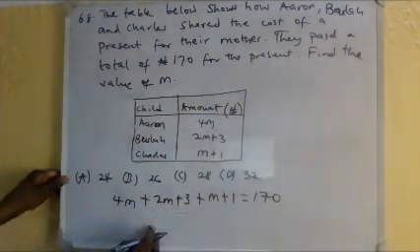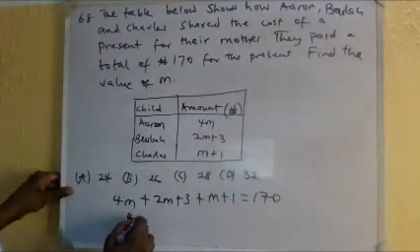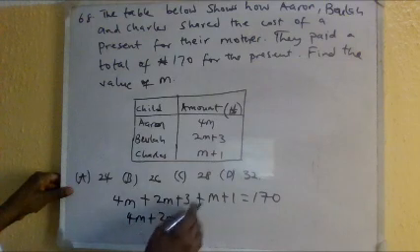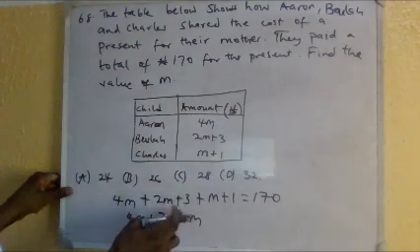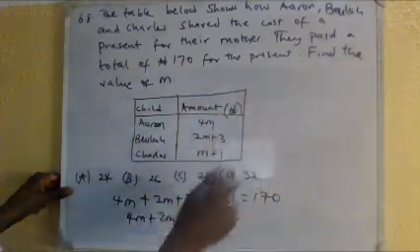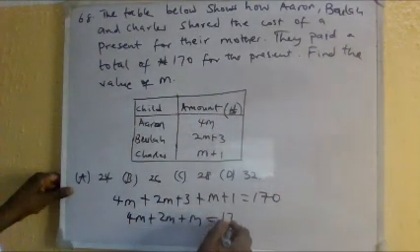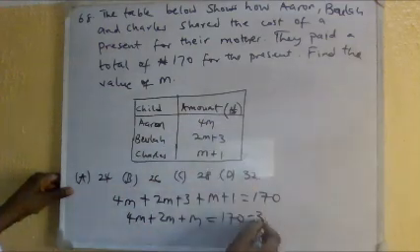So I have 4M plus 2M plus M. See, I'm collecting the M terms. I skip this one because it's not M. So every other one that is a constant term will go to the other side. So I would say it is equal to 170. Now, if plus 3 is crossing to the other side, it becomes minus 3. And if plus 1 is crossing over the equality sign, it becomes minus 1.